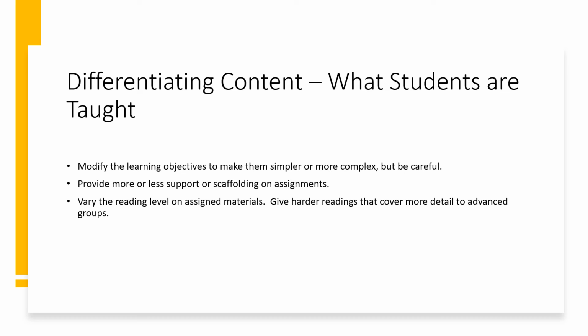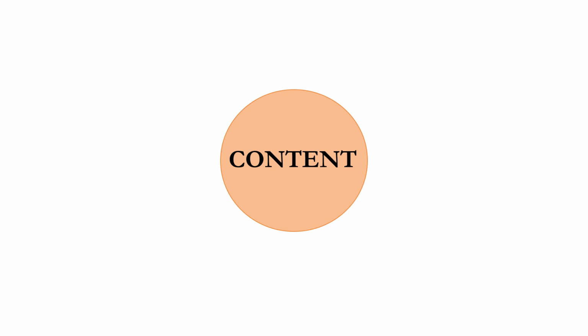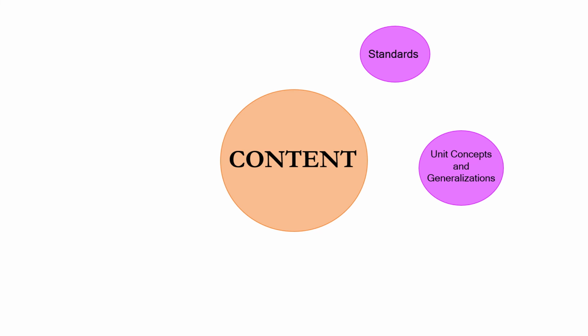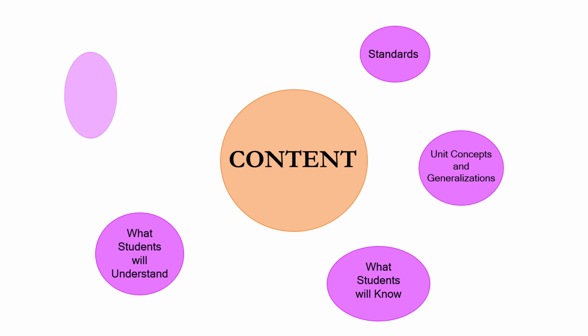You might vary the reading level on assigned materials. Give harder readings that cover more detail to advanced groups, and similarly give simpler readings to less advanced groups. This is all differentiation by content. Let's take a look at some things that refer to content differentiation. You might differentiate what standards are taught. You might differentiate the concepts that are taught. In other words, what students will know, what they will understand, and what they will be able to do.